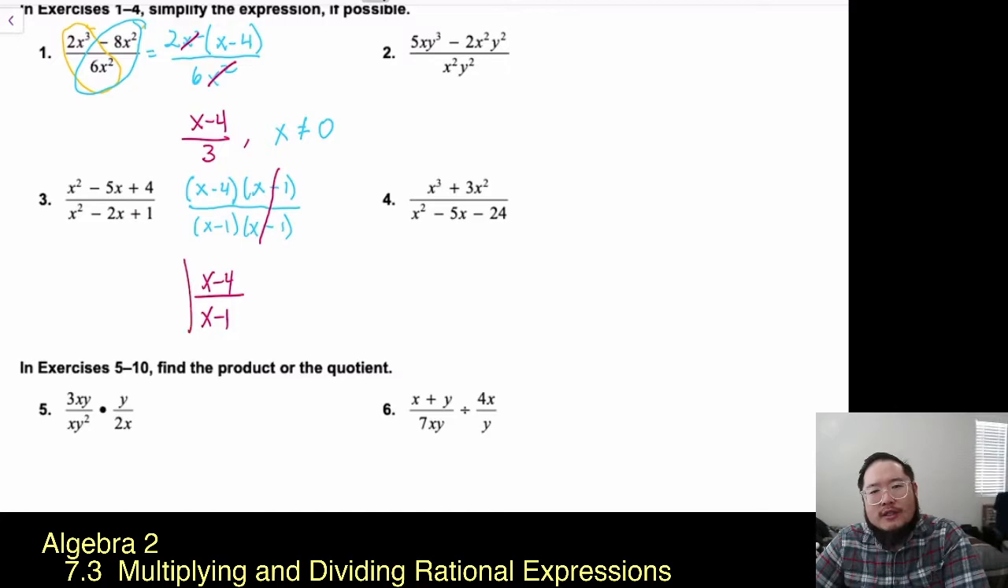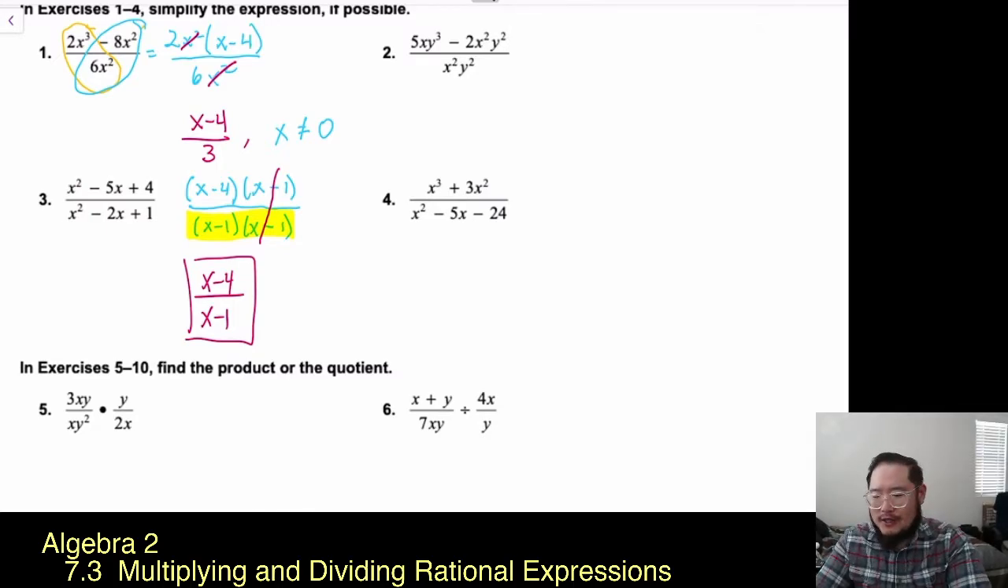No restrictions. Why? Because in my denominator, my restriction would be x cannot equal 1. Yes, I got rid of one of the x minus 1s, but the other one is still there. So you should already know, based off of our denominator, that the restriction of x cannot equal 1 still applies, and therefore you do not have to put that down. Let's take a look at number 4.